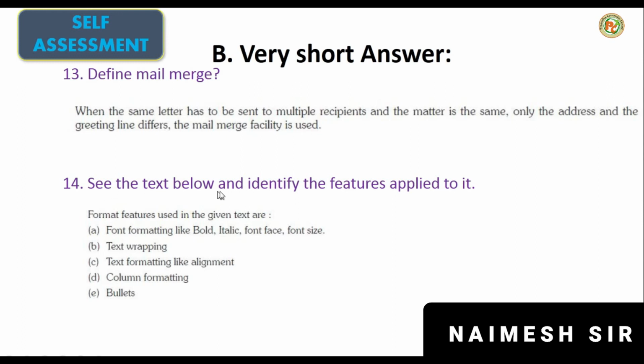See the text box, see the text below and identify the features applied to each. So in this image, font formatting like bold, italic, font face, font size is applied. Wrap text is there. Text formatting like alignment is also there. Column formatting is there and bullets are applied. So these 5 features are applied.